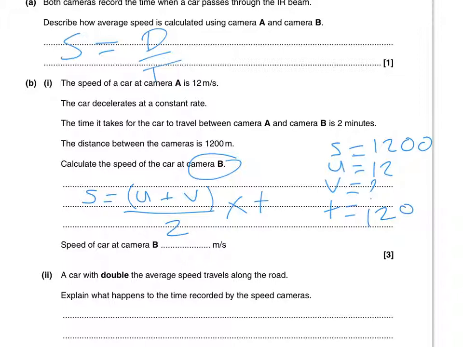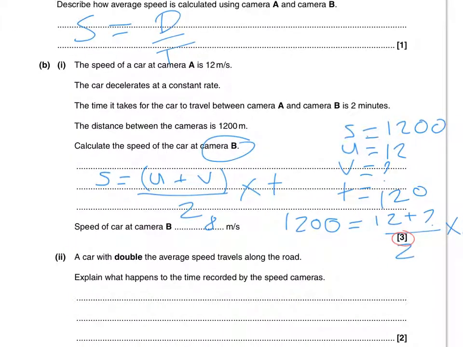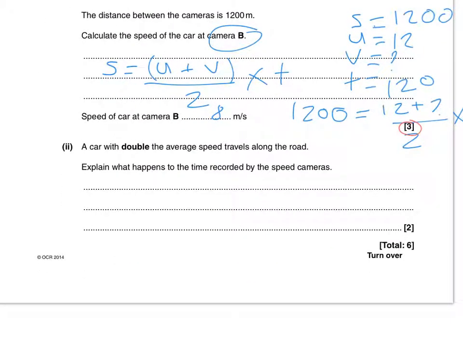Now you substitute all that in. So you've got 1,200 equals 12 plus question mark, divided by 2, multiplied by 120. It's gone off the page, it is there, trust me. Let me move it over a little bit. If you work all of that out, you should end up with 8 meters per second to get the full 3 marks. If you're having any issues with that, please come see me. It is a really complicated question, but with a little bit of thought, just like always, you can do that one really easily.